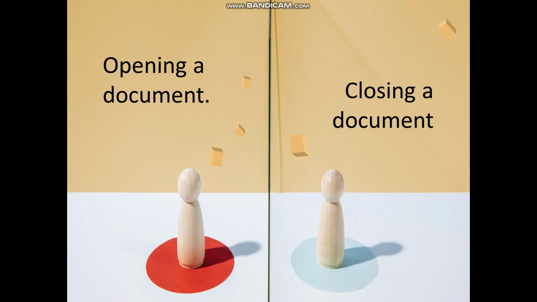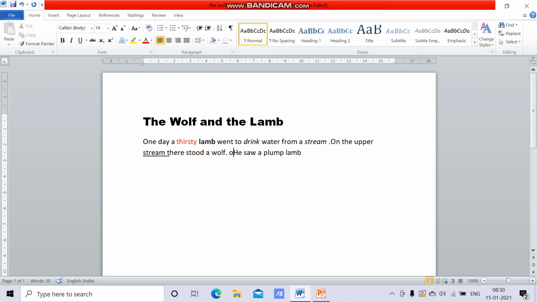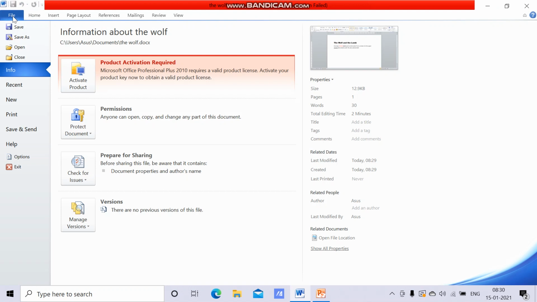Now, opening a document and closing a document. You can open a saved document to view it on your screen. आपने जो save किया है, you can again view it, and you can close the document after finishing your work. Let us see how you can do it. So we were working on this document and we have saved it. Now we want to open it.